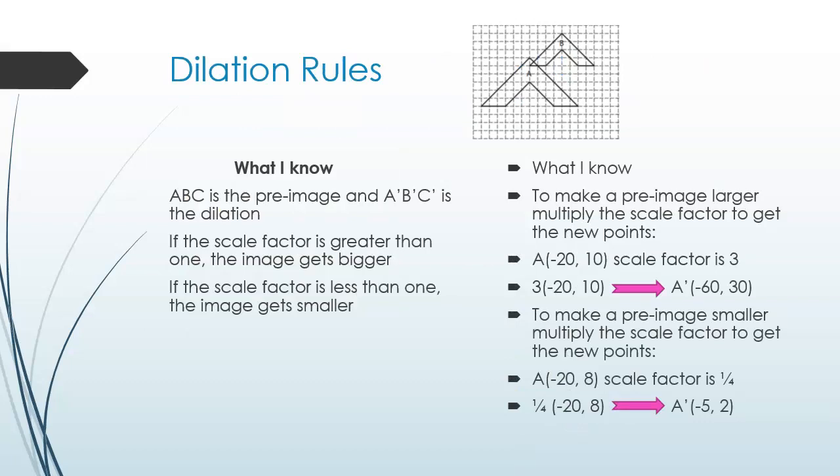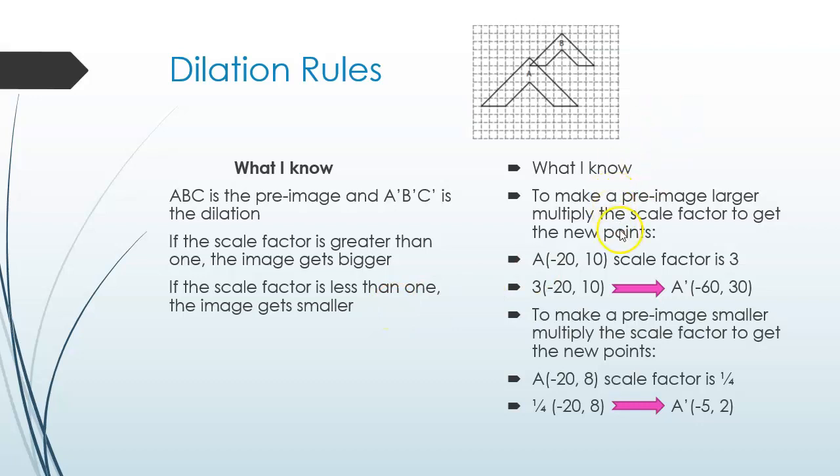Dilation rules you must know. You have to know the pre-image is ABC. The new image would be A prime, B prime, C prime. That's how you know the difference between the original and the new. If the scale factor is greater than 1, the image gets bigger. If the scale factor is less than 1, the image gets smaller.